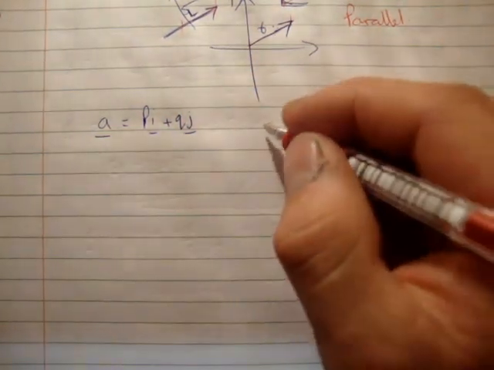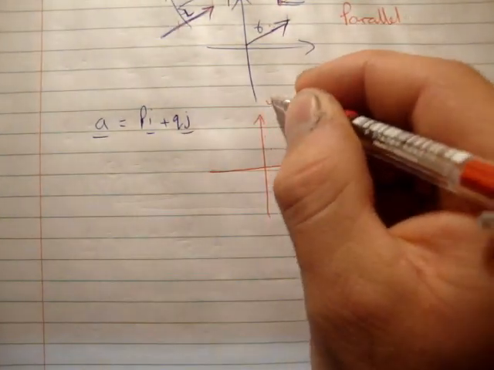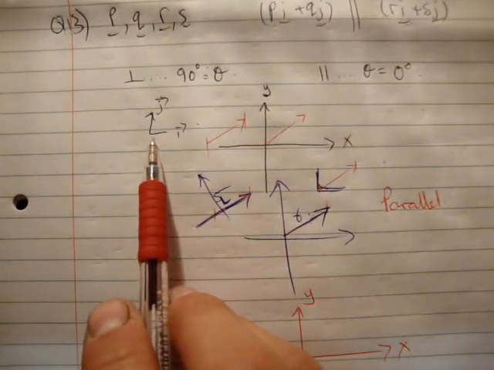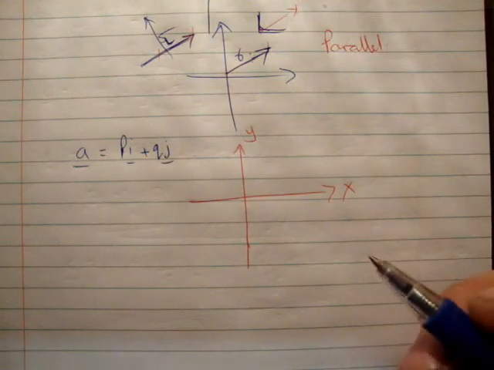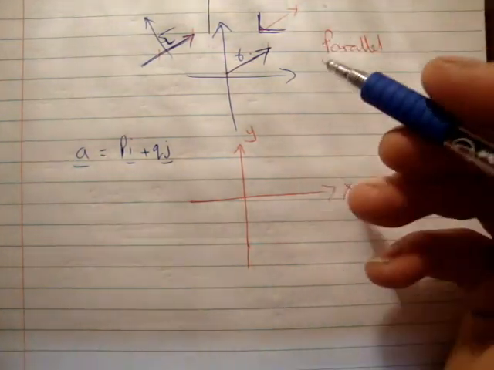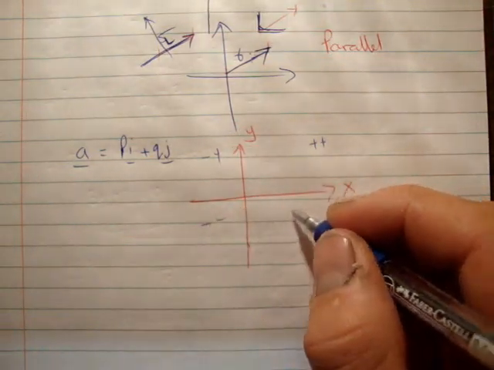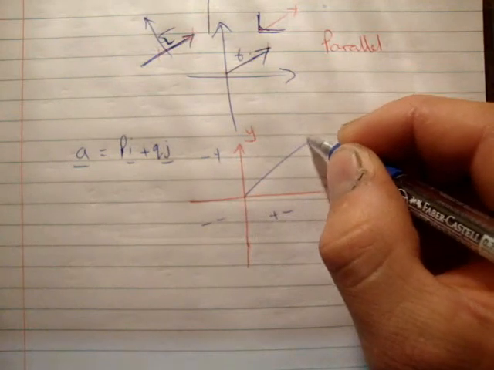Alright, well then what do we do? We do as we've always done before. You draw your Cartesian plane, or your XY plane, or your XY axis. I'm going to imply the same unit vectors as the ones here. So it could be anywhere, of course. It could be plus plus, minus plus, minus minus, plus minus. It doesn't really matter. I'm just going to say it's up here. Look, I'm going to say there's my vector there.